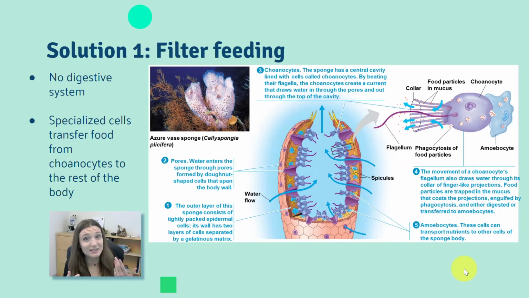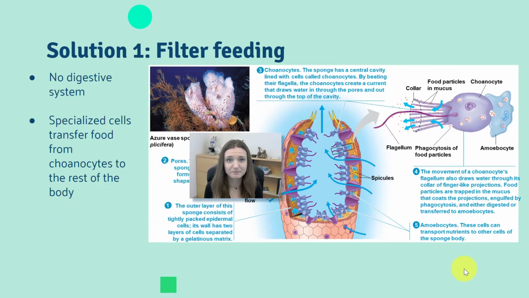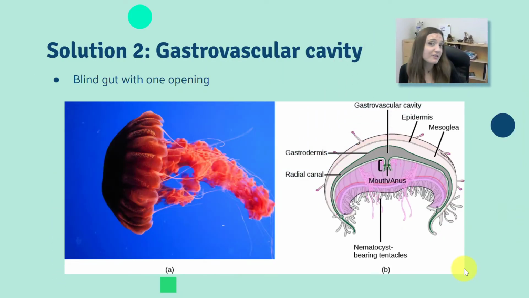But for any animals that are moving, you're not going to get enough energy from filter feeding to effectively generate enough energy to contract your muscles to continue to move around. The other type of digestive system that we see, this is only in the cnidarians. They have one opening. They have a gastrovascular cavity where they have a blind gut.